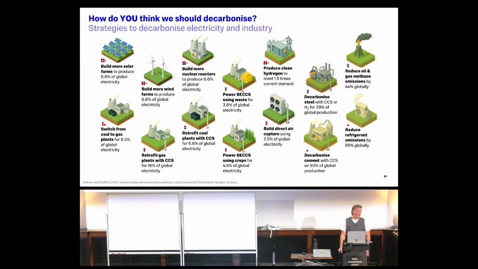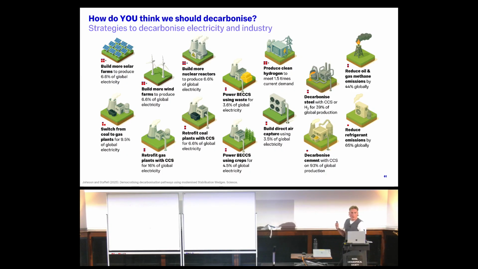Lastly, we can reduce emissions of quite potent greenhouse gases throughout different industrial supply chains. So we can reduce methane emissions from oil and gas supply chains that are leaked and vented throughout the upstream and downstream activities. And so reducing those by roughly half would give us a wedge.